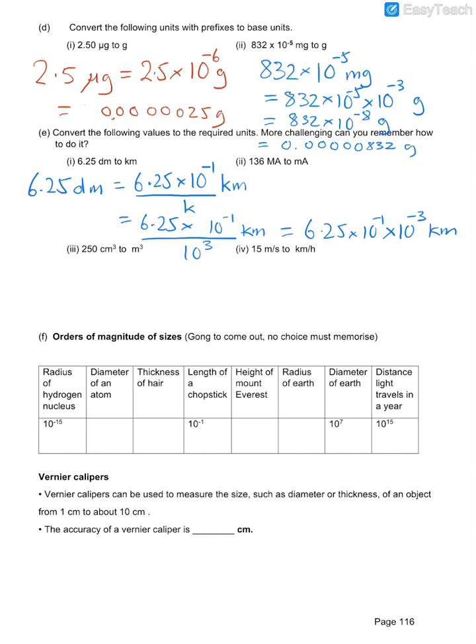Check. Then this part how? 10 to the power minus 1, 10 to the power minus 3, what do you get? 6.25 times 10 to the power of minus 1 times 10 to the power minus 3 is minus 4. Yes. So this is your answer. You get it? Good.